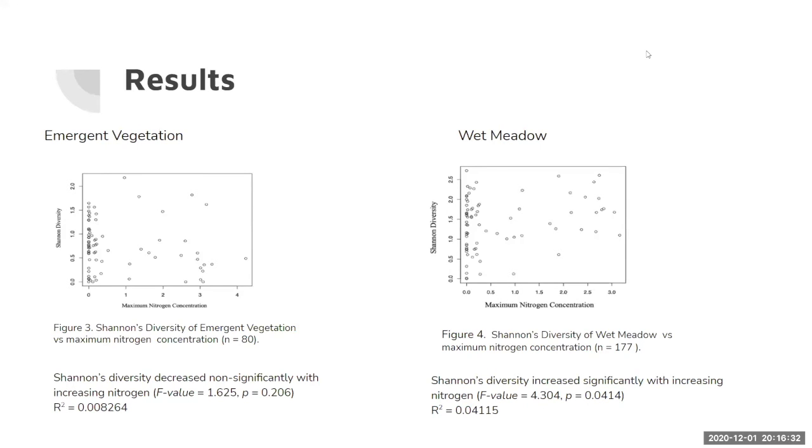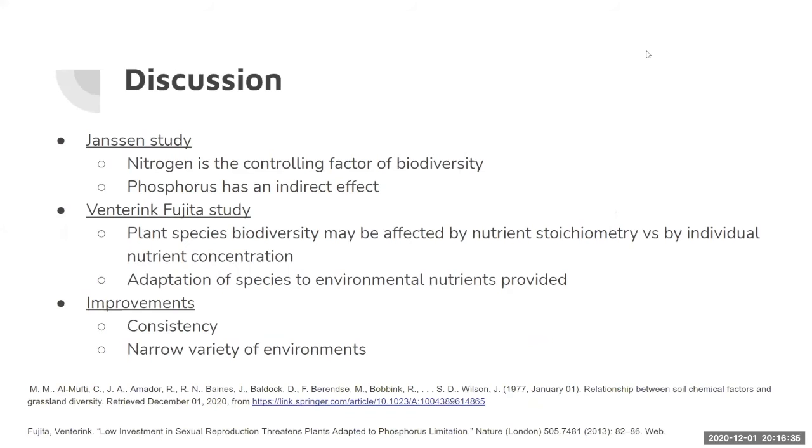We're now going to move on to the discussion where we compared our results to other research papers. In the Jansen and colleagues study, they found that both nitrogen and phosphorus affected biodiversity. Specifically, they stated that nitrogen is the controlling factor for biodiversity, while phosphorus's effect is indirect due to its control on available nitrogen quantities. In other words, they found that the nutrient most responsible for increasing biodiversity was nitrogen. While in our analysis, we found it to be inconclusive because of all the observed effect sizes, showing very little variation between the Shannon's diversity and the maximum ion concentrations.